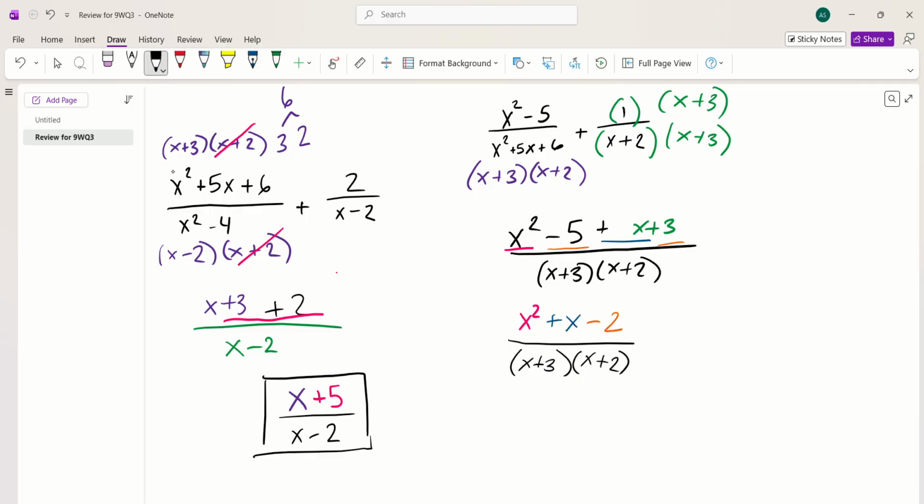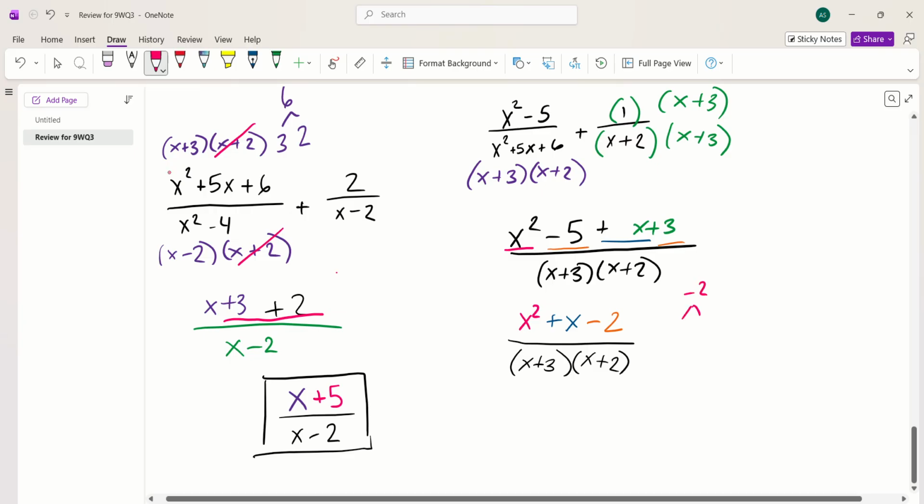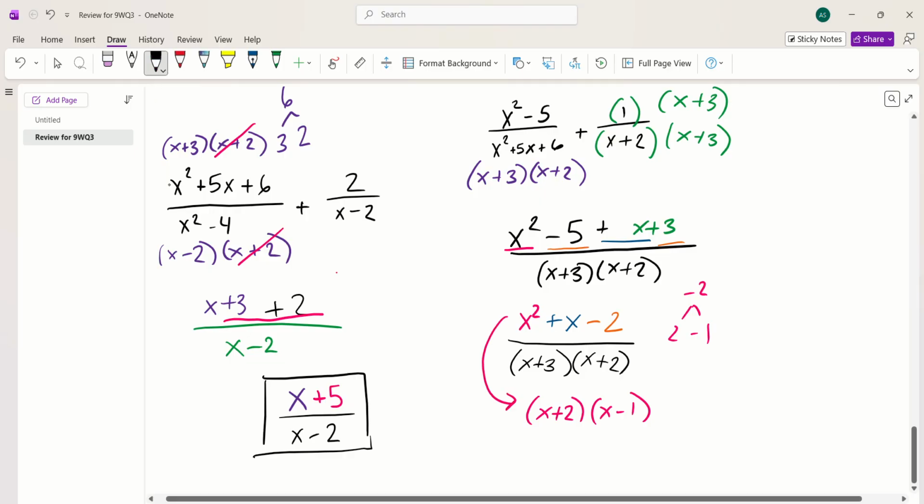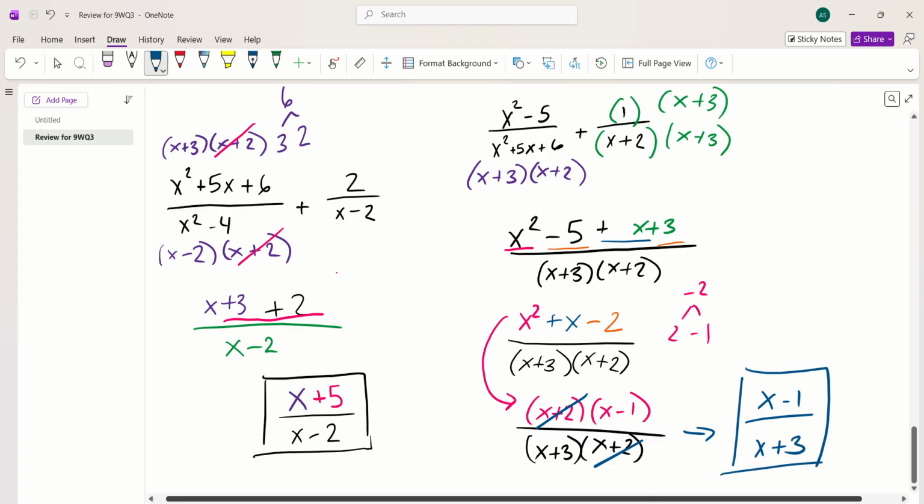And sure enough, when you think, what can I multiply to get negative 2 that adds to positive 1, you're going to find out that it can be factored. So you're going to get x plus 2 and x minus 1 as the factors of that expression, and it's going to retain its denominator of x plus 3 and x plus 2. And what do you notice? You notice that x plus 2 matches on the top and bottom, so they can cancel, which leaves you as your answer x minus 1 over x plus 3. And that's your final answer.